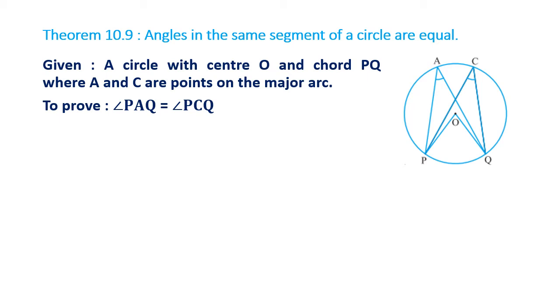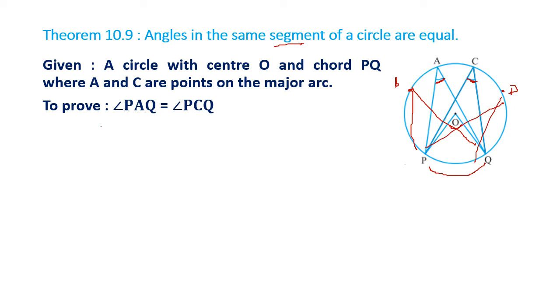Angles in the same segment of a circle are equal. Means you can see this arc PQ. It makes the angle POQ at the center, but it also makes angle PAQ and angle PCQ. So the angles in the same segment, this is the same segment. I can put a point here, say B, and I can put a point here, say D. So all the angles made by PQ in the same segment have to be equal, and this is very, very simple.